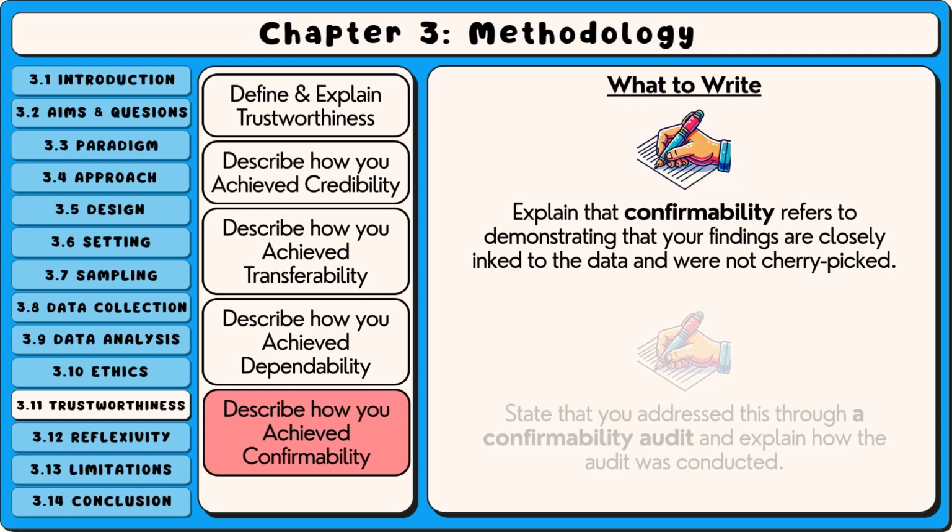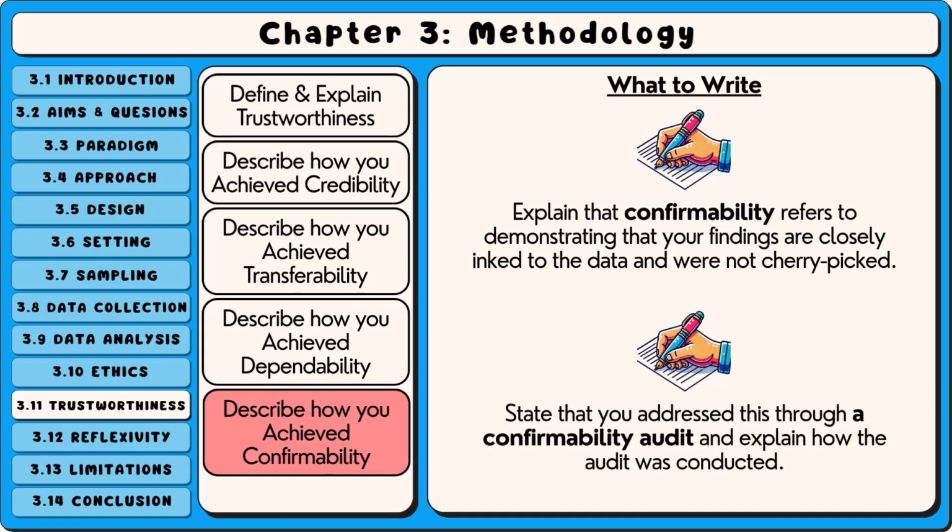Next is describing how the study achieved confirmability. Here, explain that confirmability refers to demonstrating that your findings are closely linked to the data rather than being cherry-picked by the author to confirm their own biases. Here, say that you address this through a confirmability audit and explain how a confirmability audit was conducted.